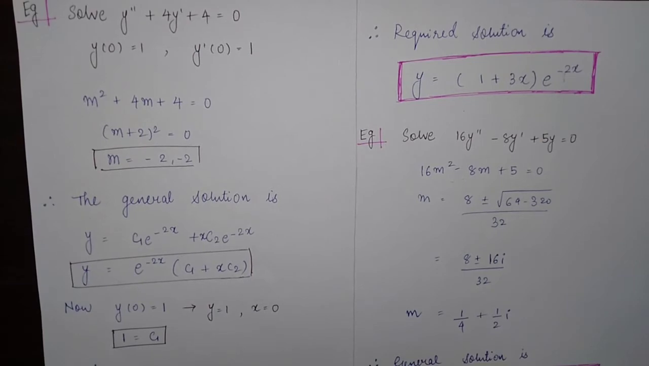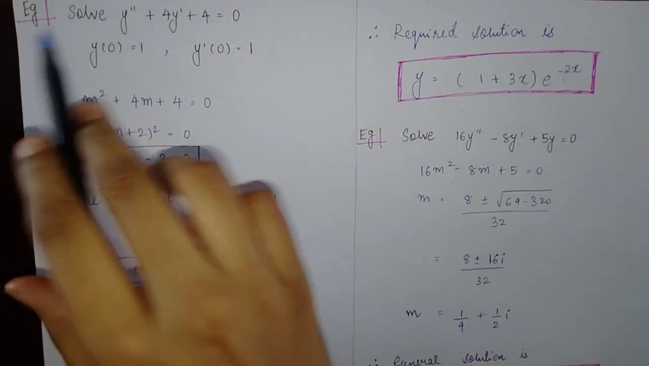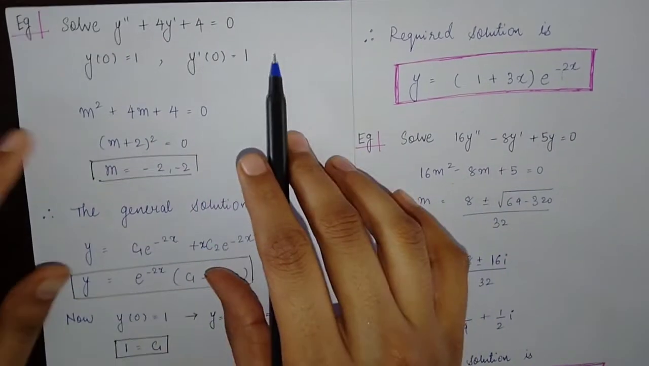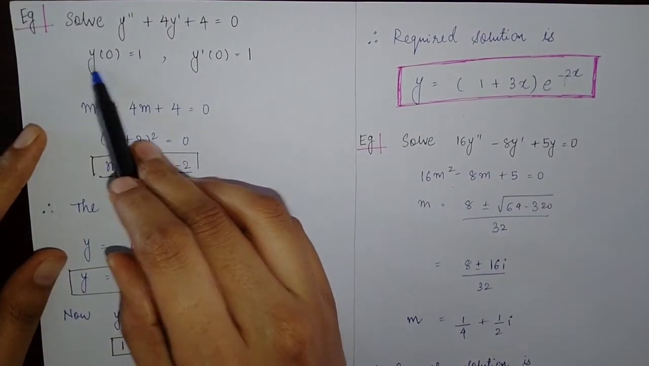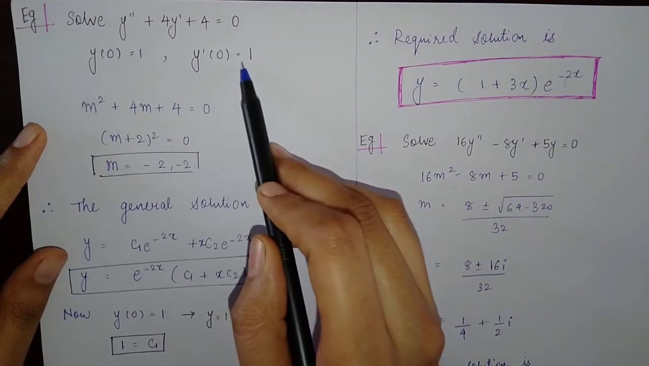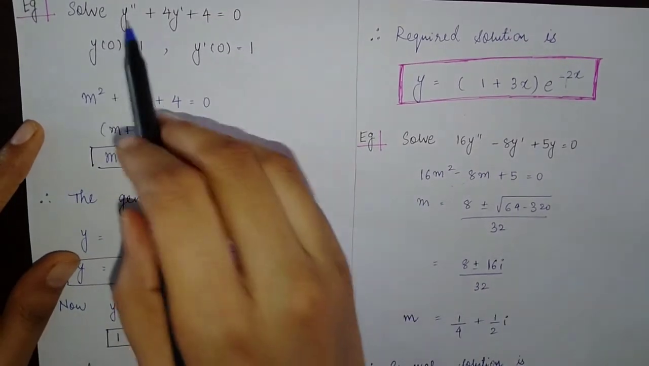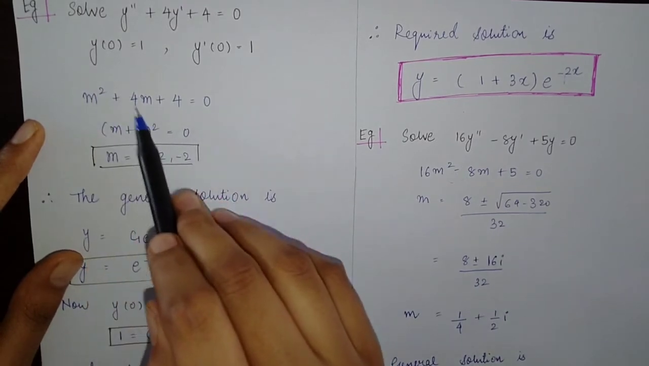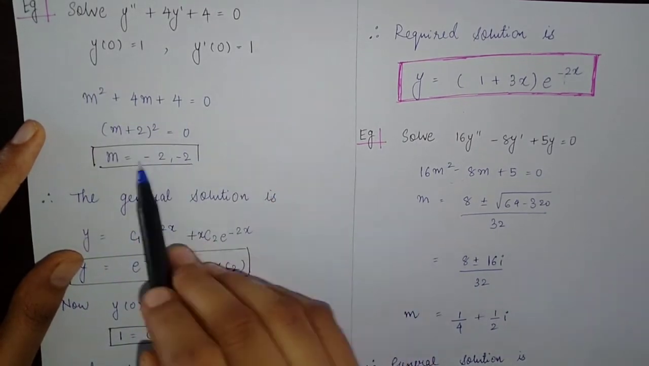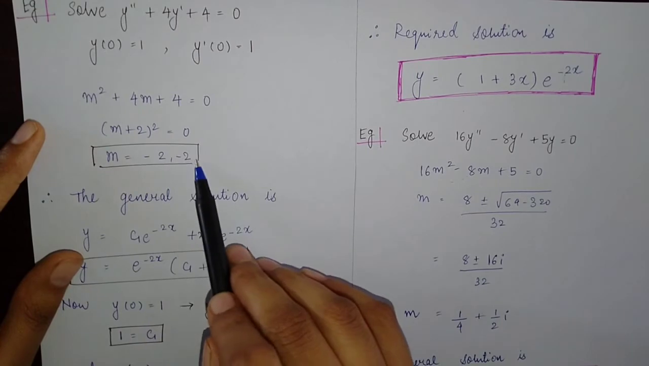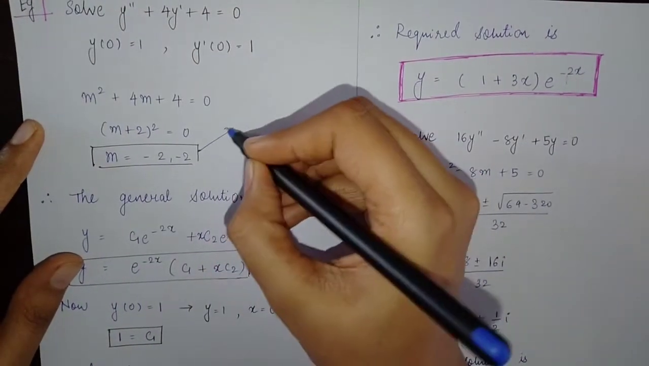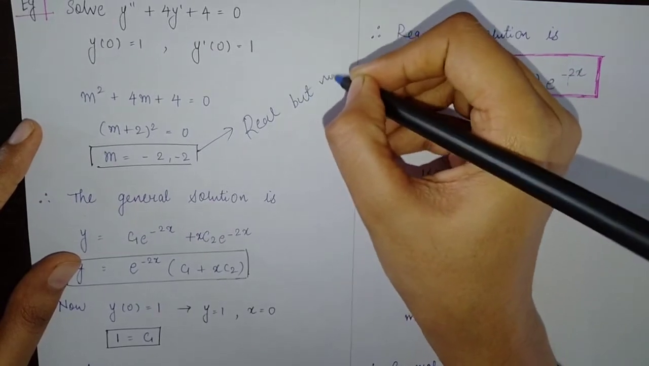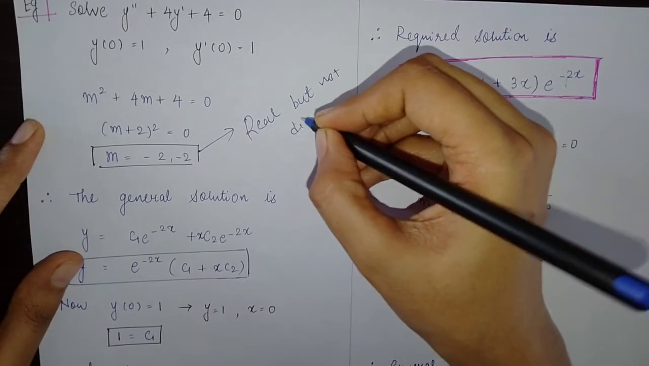examples based on them. So example 1 is: solve y double dash plus 4y dash plus 4y equal to 0, and it is given that y(0) equal to 1 and y dash (0) equal to 1. So from this you can get the characteristic equation, that is m square plus 4m plus 4 equal to 0, and solving it you will get minus 2, minus 2. But here the roots are real but not distinct, meaning they are the same.